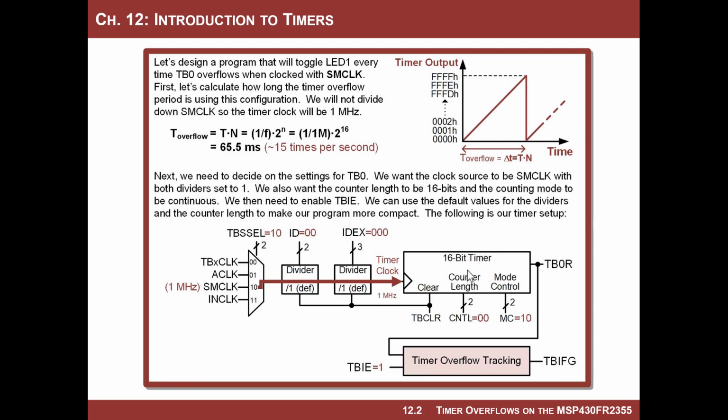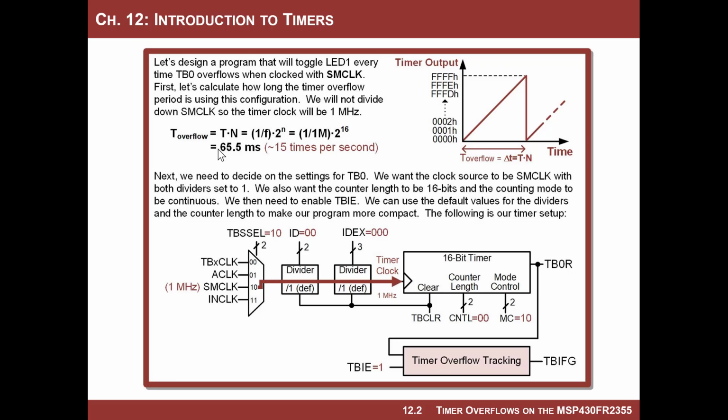And we'll use timer B0, and we'll leave it at its 16-bit length. Then we need to put it in continuous mode so that it will go up to FFFF and then roll over and continue counting forever. Every time it rolls over, it generates an overflow, and this overflow tracking circuit will raise the flag. If we enable the interrupts, it will trigger an interrupt and we can execute our interrupt service routine.